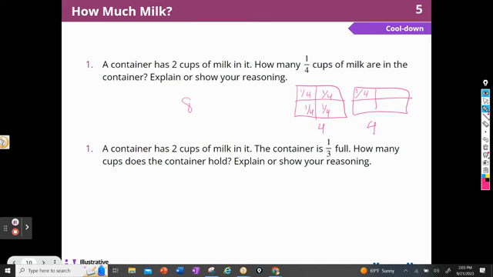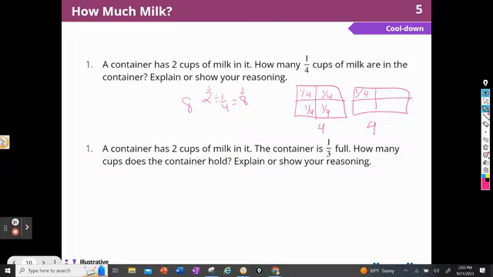I could also write that as a division equation. 2 divided by 1/4 is 8. Remember, when I start with a whole number, I have to end with a whole number. And that's the picture that would help me decide how to do that. All right, my last problem for today. A container has 2 cups of milk in it. The container is 1/3 full. How many cups does the container hold?